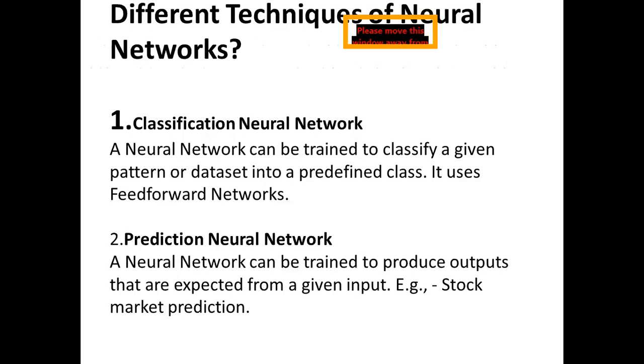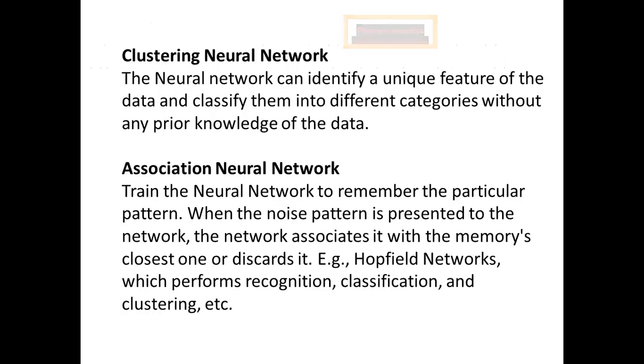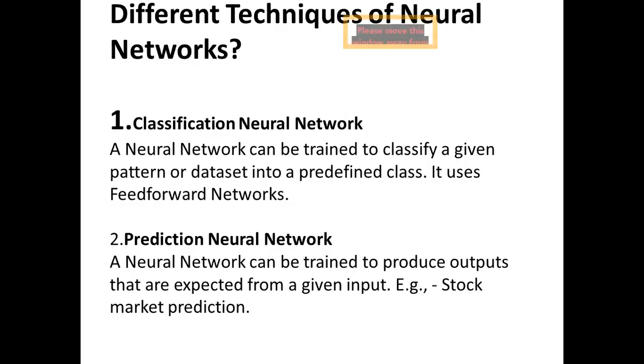And followed by, what are all the different techniques of neural networks? Basically we have four types of neural network techniques. One is the classification neural network, the next is the prediction neural network, followed by the clustering neural network, and the last one is the association neural network. The very first one is classification. Here the neural network can be trained to classify a given pattern, whether it is a query or a data set, into a predefined class. It uses feed forward networks.